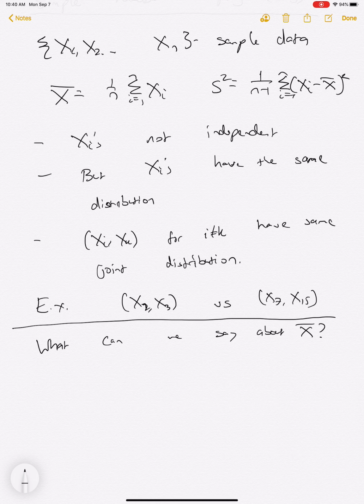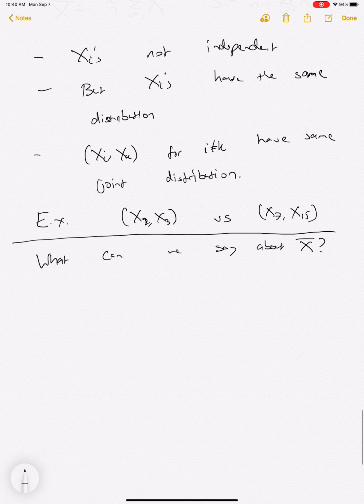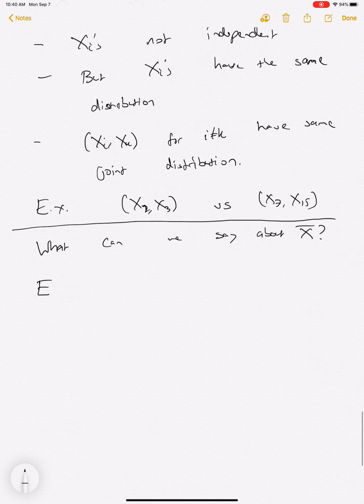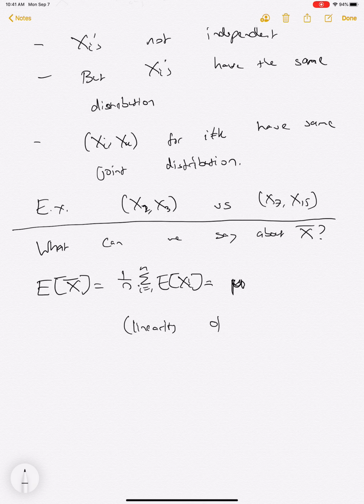So the first thing is, what can we say about x bar? The calculation of E of x bar isn't going to change because we didn't really use any independence there. All we used was the linearity of expectation, and that is true regardless of independence. And so we're still going to get mu, because we're just relying on linearity of expectation here.